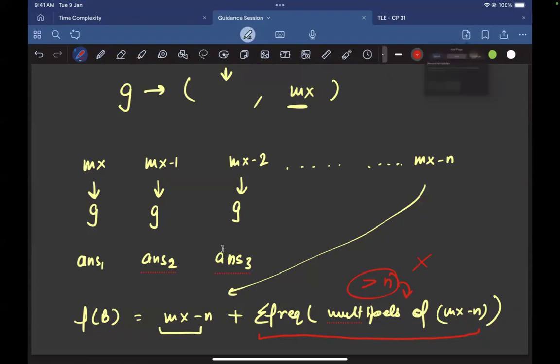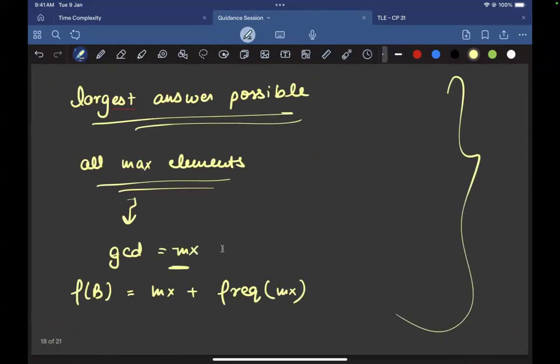No. That means if let's say you find a best case, and in the best case this actually turns out to be equal to n, then also your answer turns out to be mx. Why? Because mx minus n plus n, the n would have been getting cancelled. Is that right? So your answer would have become mx. And look back, see over here. Already your answer was mx plus frequency of mx, which was already larger than or equal to mx.